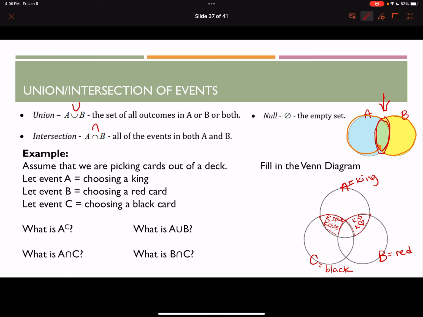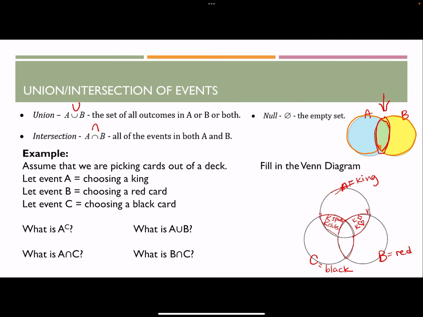All right, let's move down into this section. Do I have a card that's black and red at the same time? Impossible. I can't have a card that's black and red at the same time, so that little area is going to be blank. Now let me move up to the top, just this section here. Are there any kings that I haven't already filled in? No. So that top section is going to be empty.